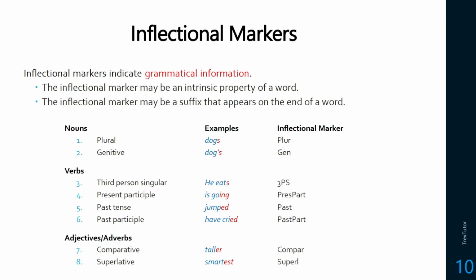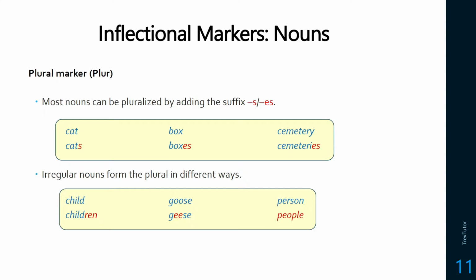We're going to cover nouns now. Nouns can take 2 types of inflections. One is the plural marker. This is when you take a singular object and you make it plural. We'll call this plural when it appears on a word. So cat to cats, box to boxes, cemetery to cemeteries. Sometimes it's S, sometimes it's ES, sometimes it's even just hidden.